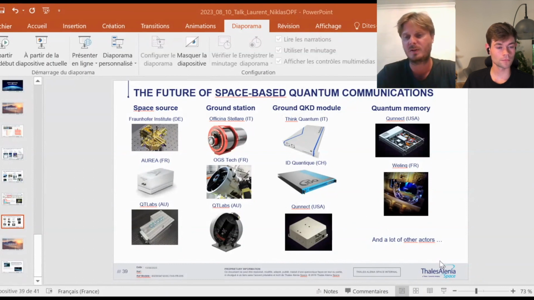There are a lot of other actors, of course. And all these people are now engaged in the race to develop the quantum information network. So this is just to give you an overview.